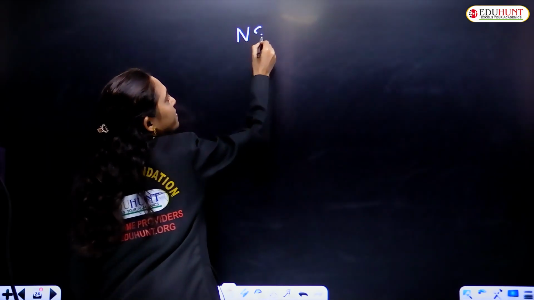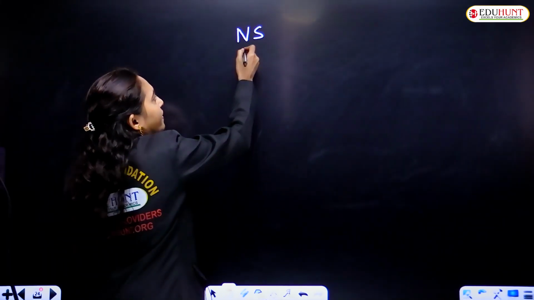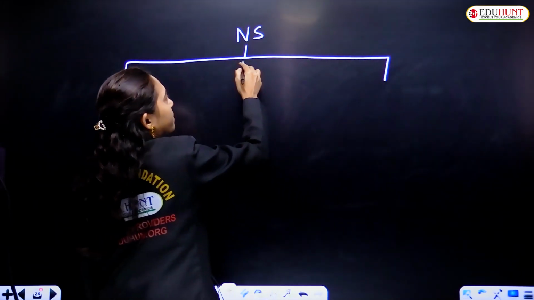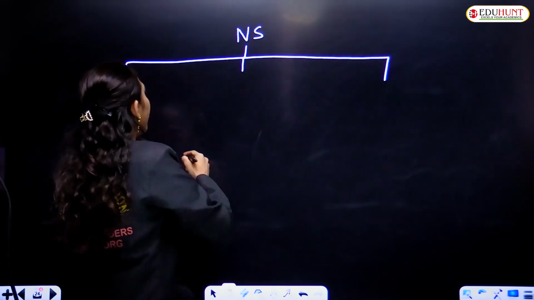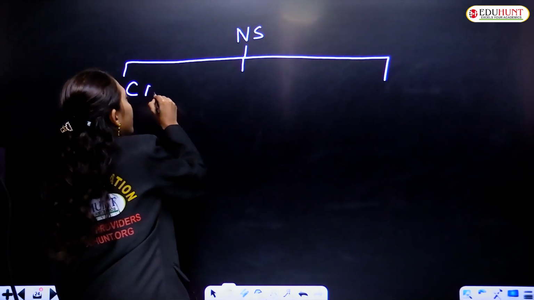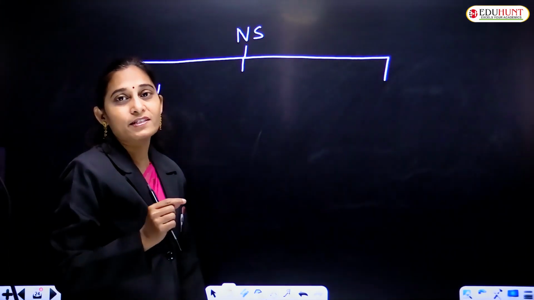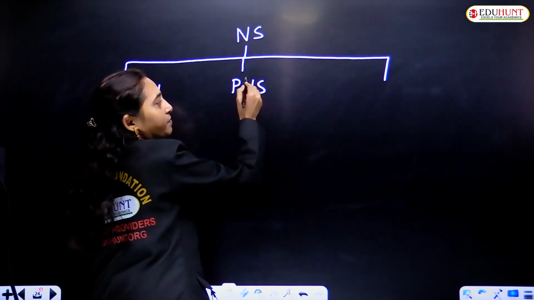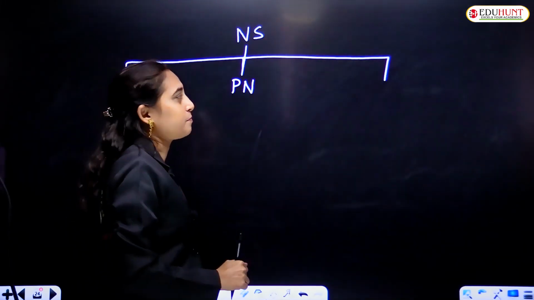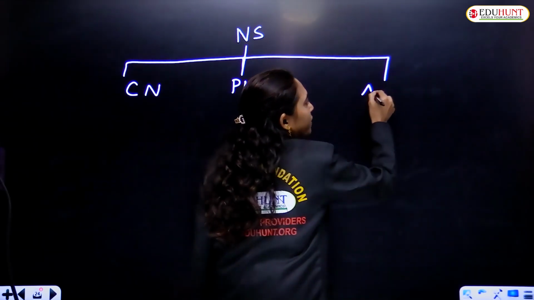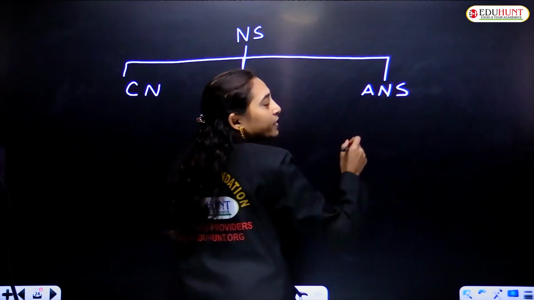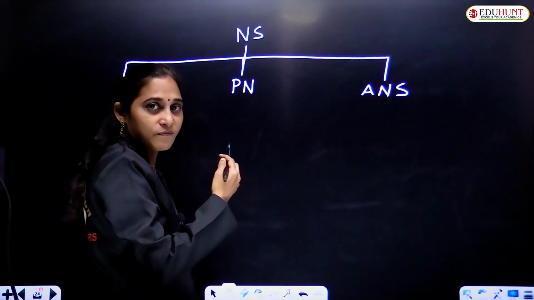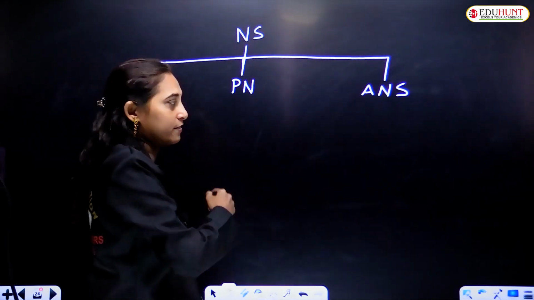Nervous system. It is of three types. One is the CNS, that is central nervous system, and second is peripheral nervous system, and then autonomous nervous system. These are the three different types of nervous systems as we have discussed in the earlier session.